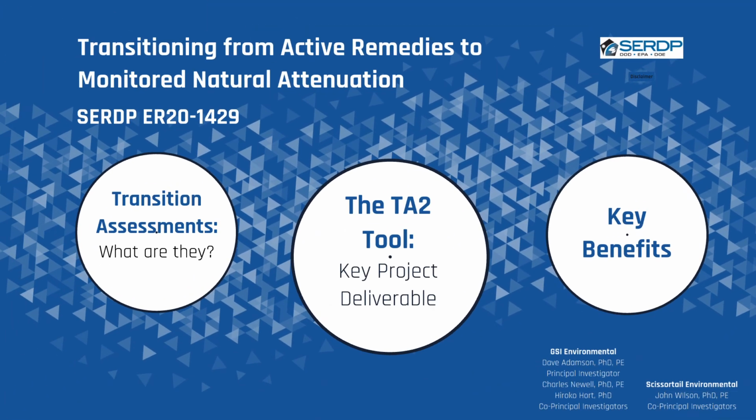With that out of the way, what am I going to be talking about? Well, we'll talk about transition assessments, what they are, why they're important, but I'm going to spend most of the time showing you the key project deliverable, the TA squared or TA2 tool. It's a free software web app that we designed to help perform these types of transition assessments. And then I'll wrap up by describing some of the key benefits of the tool.